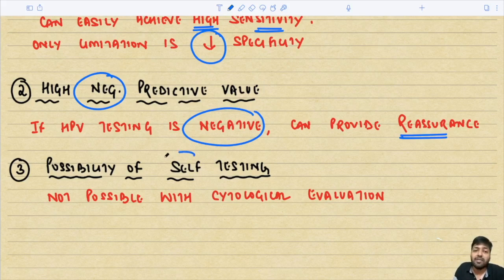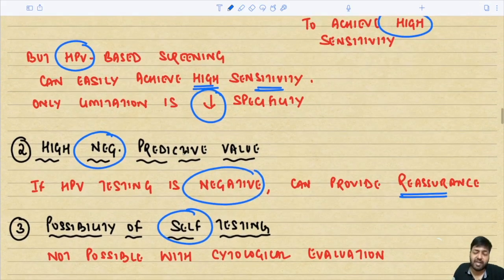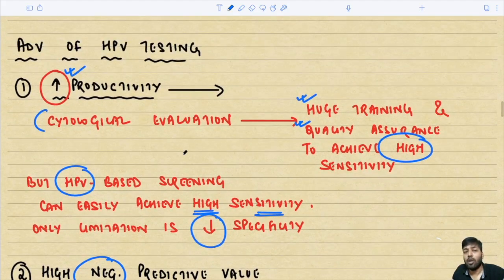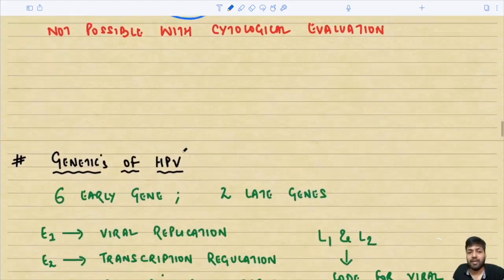And possibility of self-testing. Now, you can have kits and you can yourself carry out the test. Okay, but self-testing is not possible with the cytological evaluation. So anyone with the kit can perform this HPV testing on themselves. Okay, so there is a possibility of self-testing in the case of molecular testing of HPV. So these are the three very important advantages of the molecular testing of the HPV virus.